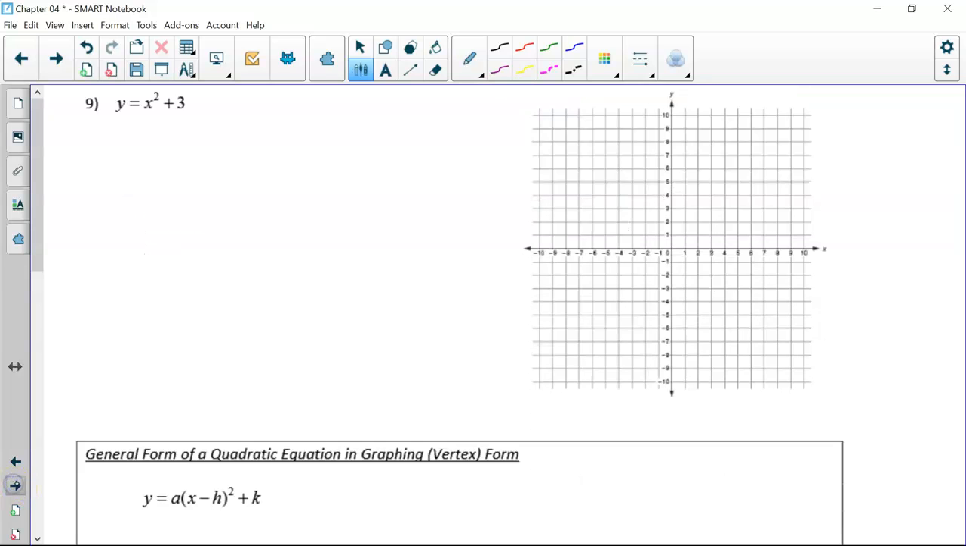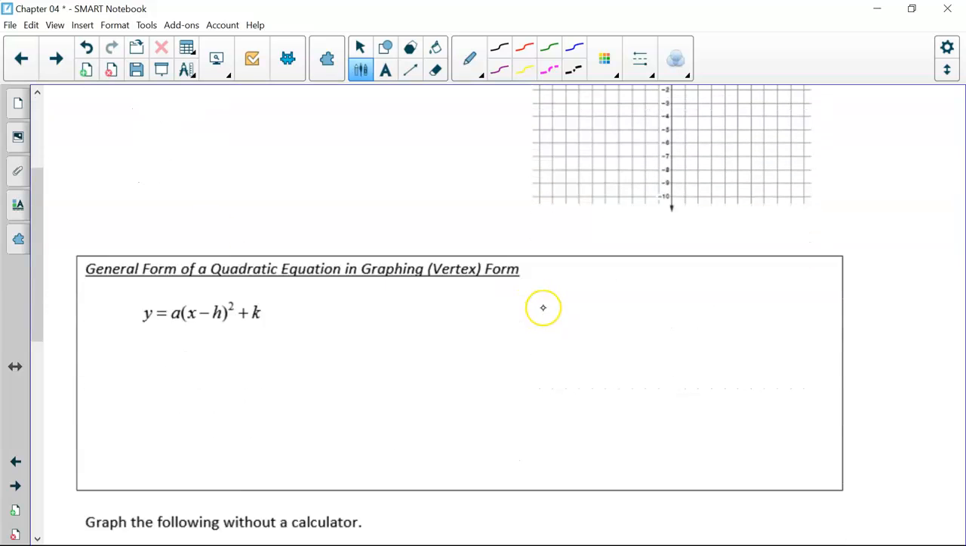Next page, x squared plus 3. Now our graph, when you use your calculators to graph it for right now, it's going to look like that. So you can see now our vertex is at 0, 3, and the axis of symmetry, just like the last one, x equals 0.